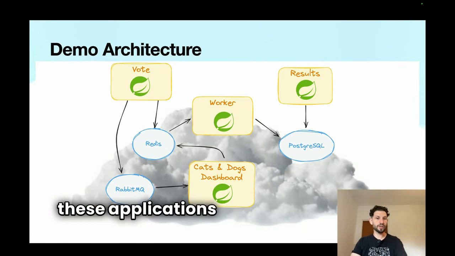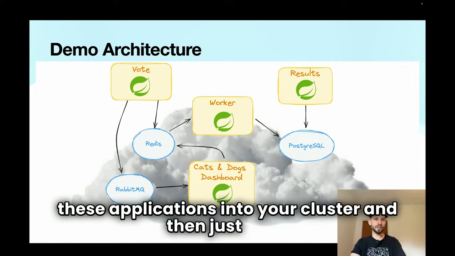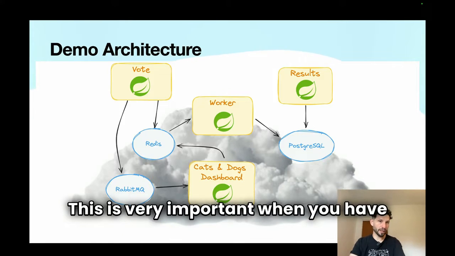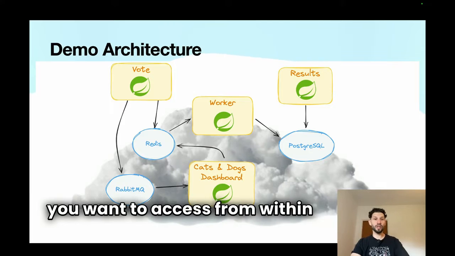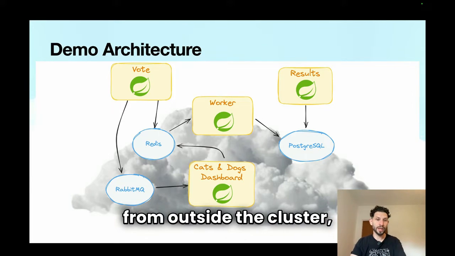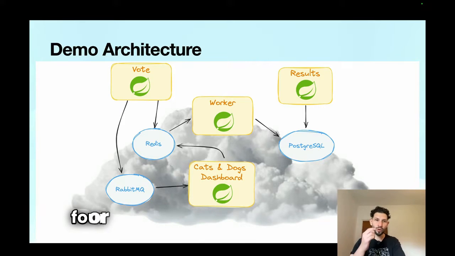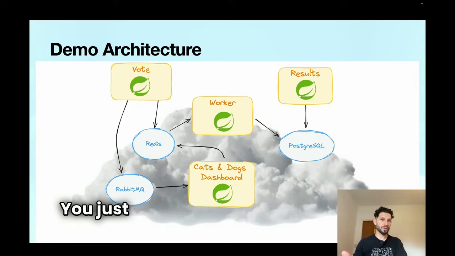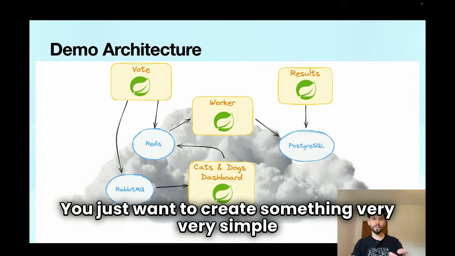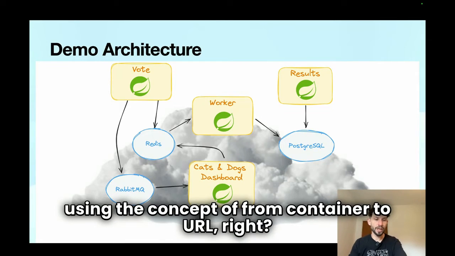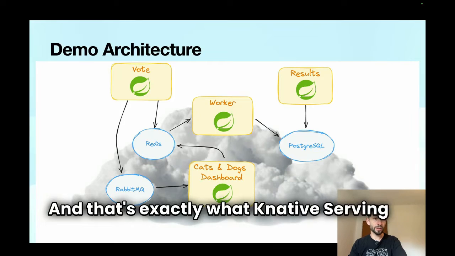to deploy these applications into your cluster and then just have a URL so you can access it. This is very important when you have things that you want to access from within the cluster and from outside the cluster. How do you define how these services are deployed? Right? You don't want to be defining 4 or 5 different YAML resources. You just want to create something very, very simple using the concept of from container to URL, right? And that's exactly what Knative Serving is doing here.